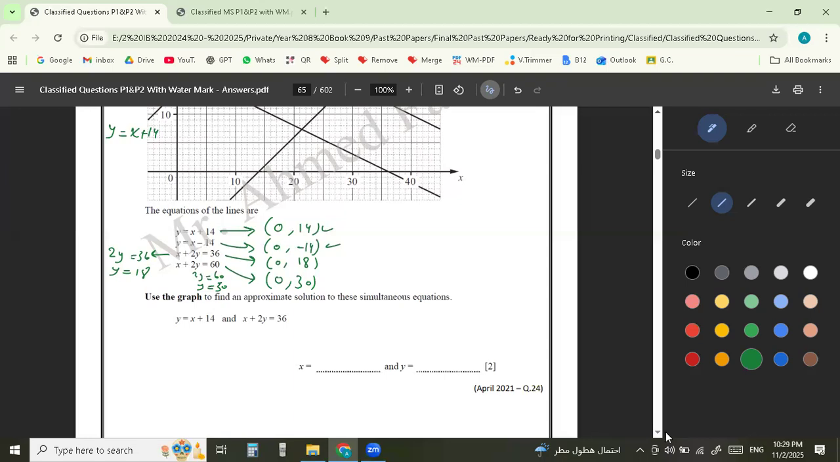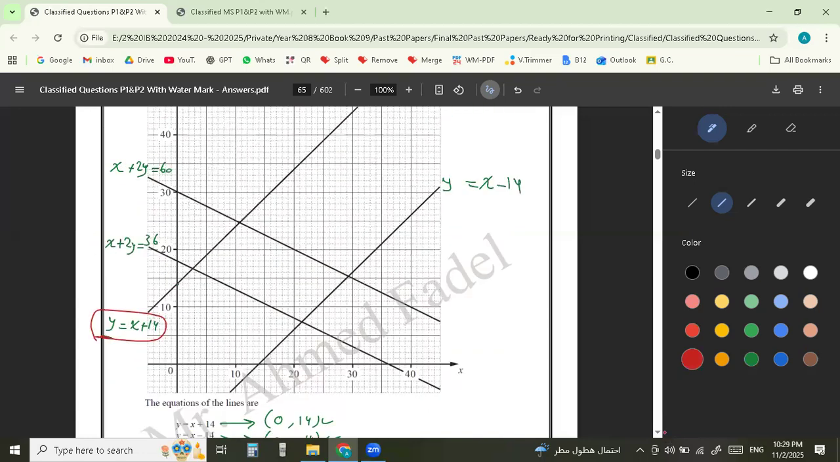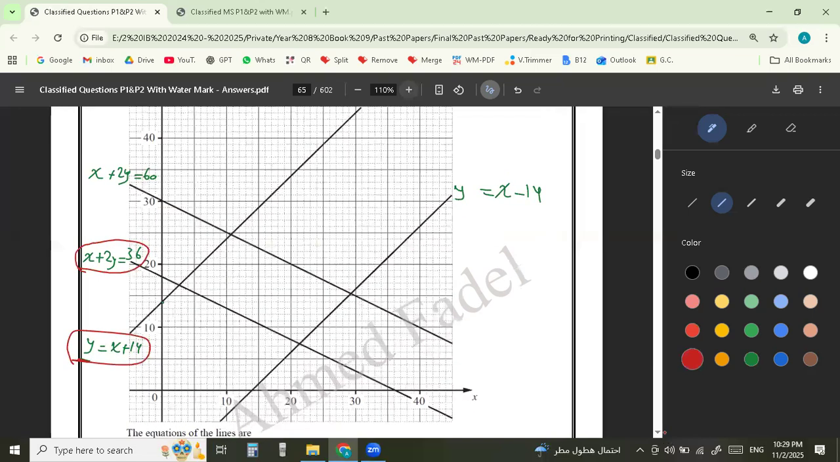y equals x plus 14, which is this one. Let me use now a different color, which is this one. And x plus 2y equals 36, this one. They want you to find the x and the y of these two equations. No problem at all, mister. I'm going to estimate, or I'm going to go down this way here. Look at this.